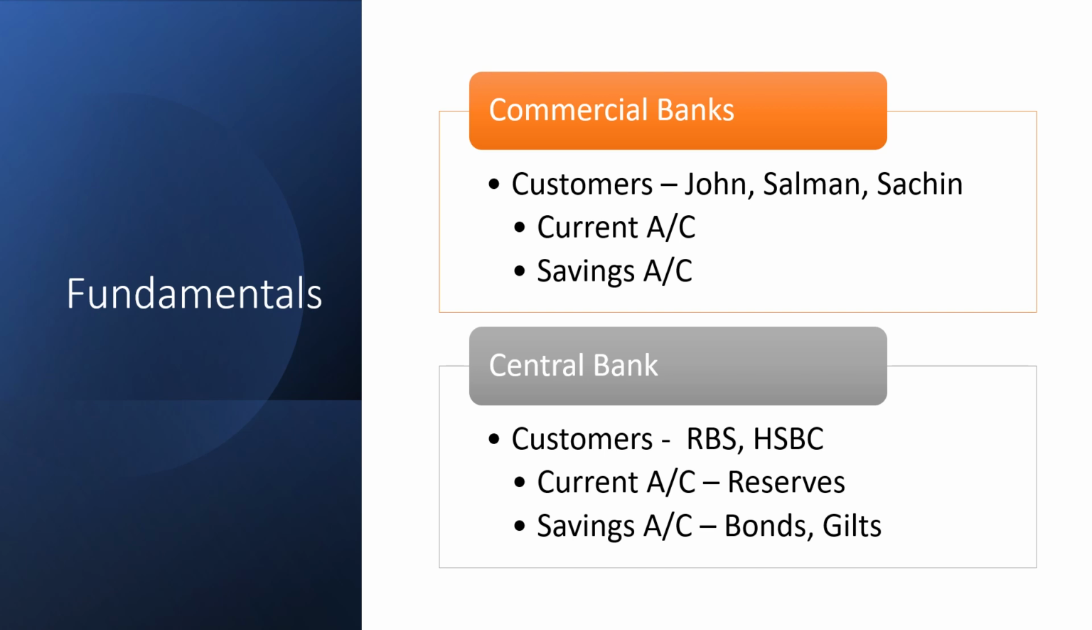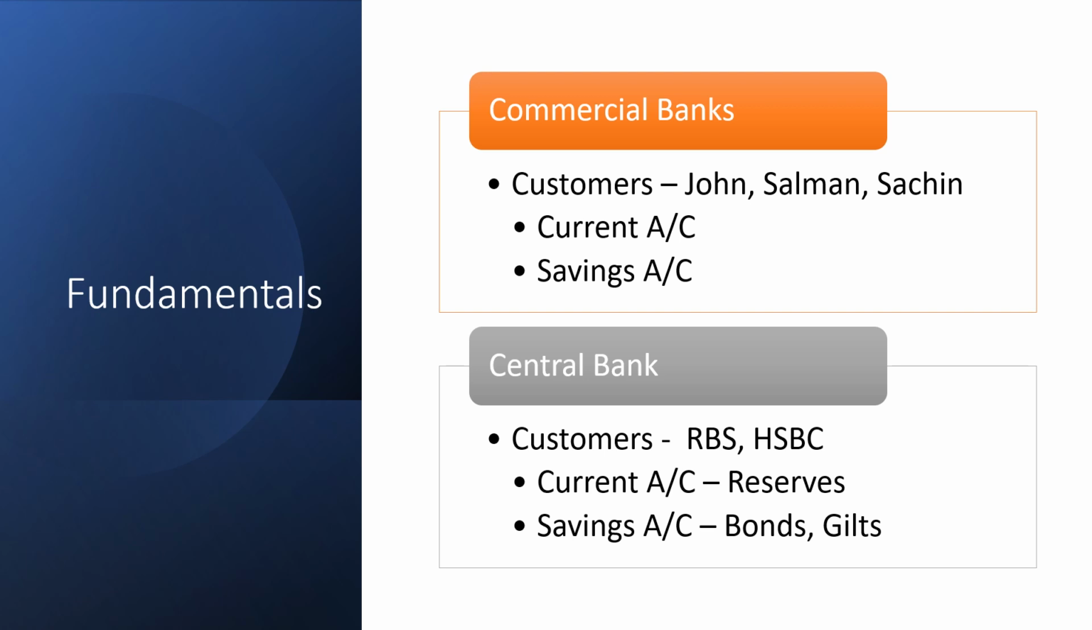Similarly, the commercial banks, which are the customers of the central bank, could also deposit their money in the savings account, and the savings account in the context of central banks is the government bonds and gilts and T-bills and so on and so forth. So think in this way, and a lot of the monetary economics will start making sense.